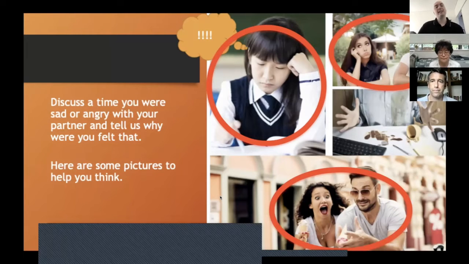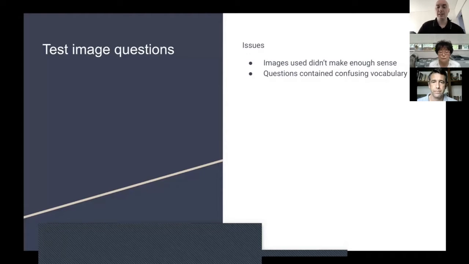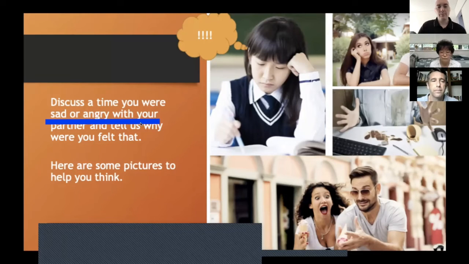And then another test image problem: the questions themselves sometimes contain confusing vocabulary. Back to this example, discuss a time when you're sad or angry with your partner. This is actually the second version of this slide. We originally tried it with "discuss a time you were upset" and discuss it with your partner. Some of the lower level students didn't understand what we meant by upset, and they actually asked the test giver, what does that mean? So we realized we should make the directions and the questions obvious enough that students can just use their English without being confused.